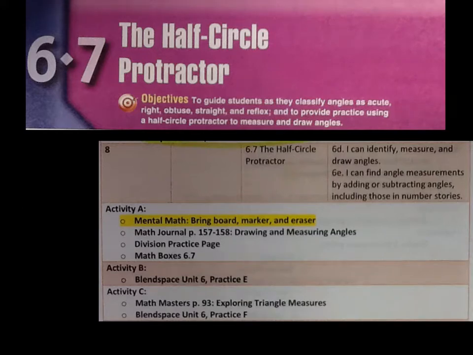Good morning, mathematicians. Today we're doing lesson 6.7, the half circle protractor. This lesson has many learning targets, so let's take a look at it. First of all, we are going to guide students as you classify angles as acute, right, obtuse, straight, or reflex. Second, you're going to practice using a half circle protractor to measure and to draw angles.